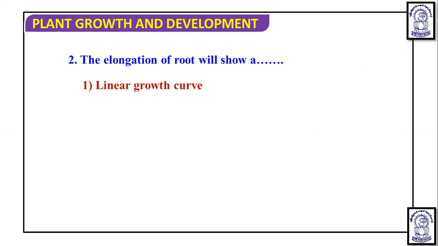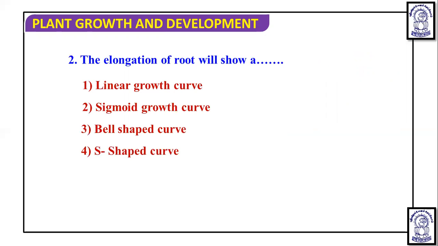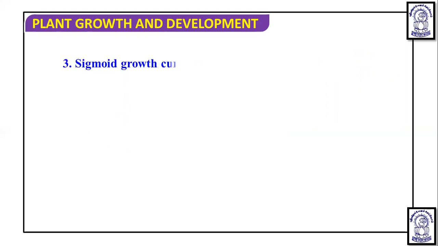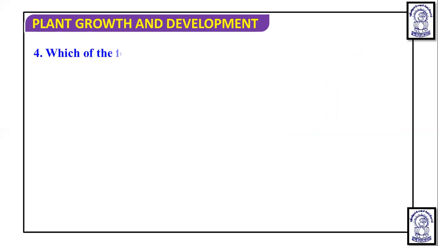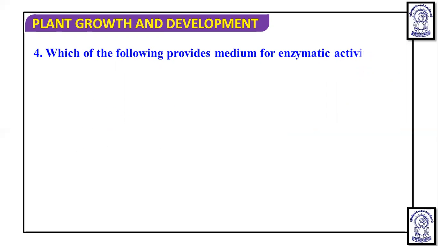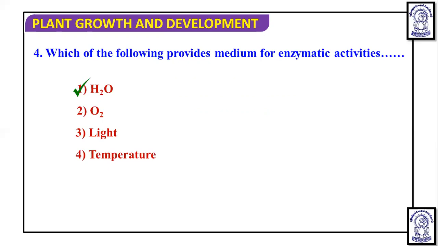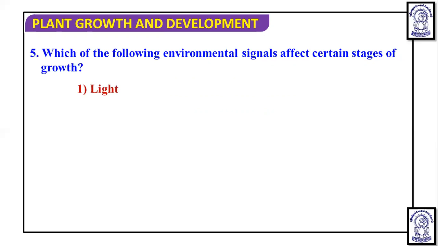The elongation of a root will show obviously a linear growth rate according to arithmetic growth, which is a constant growth. A sigmoid growth curve is obtained in geometric growth, obviously, where the food supply is limited. Which of the following provides a medium for the enzymatic activities? Water provides a medium for the enzymatic activity. Which of the following environmental signals affect certain stages of growth? Obviously light and gravity both affect, as we have discussed just now.